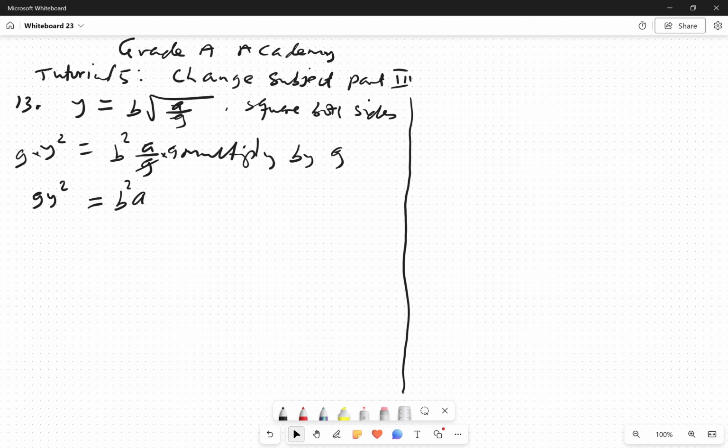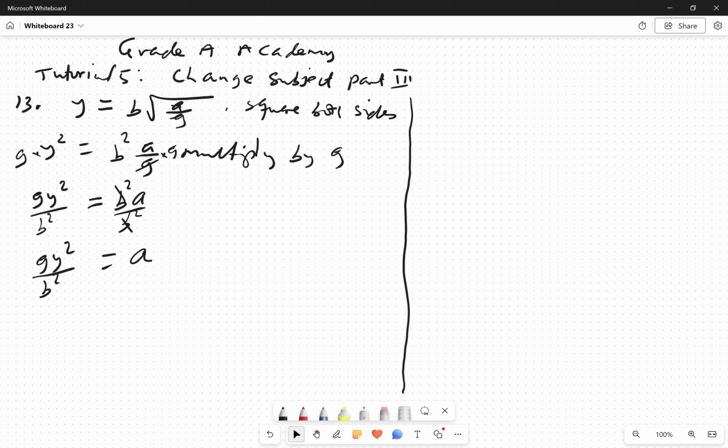And now we divide through by b squared, since we're looking for a. So we divide here by b squared, and you divide here too by b squared. And then b squared will cancel b squared. So we have g y squared over b squared is equal to a, and we have made a the subject.